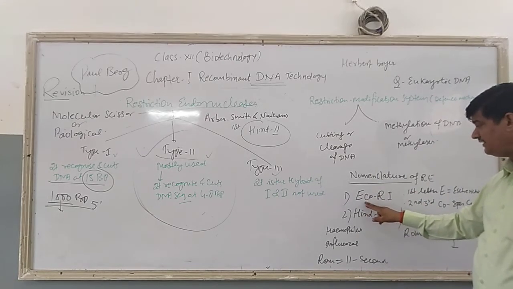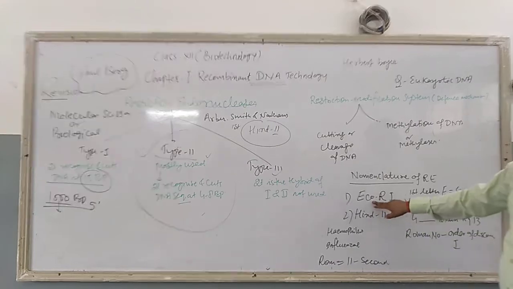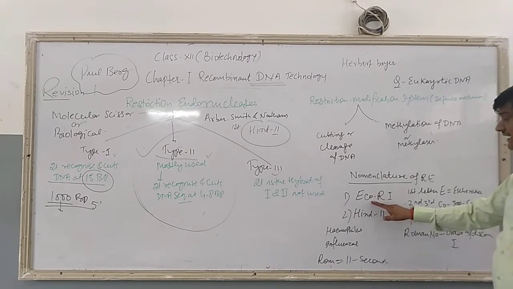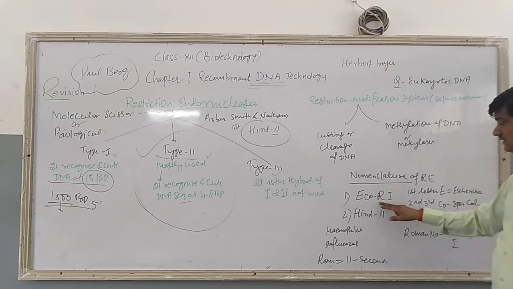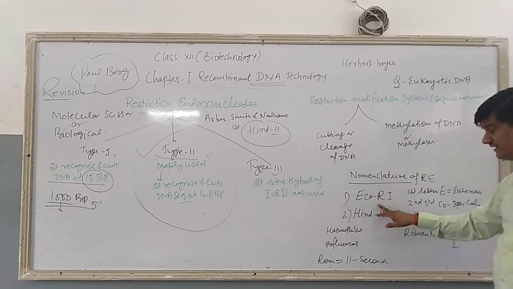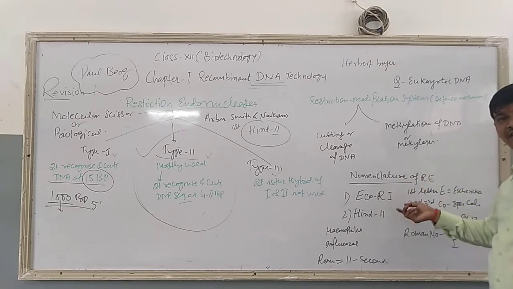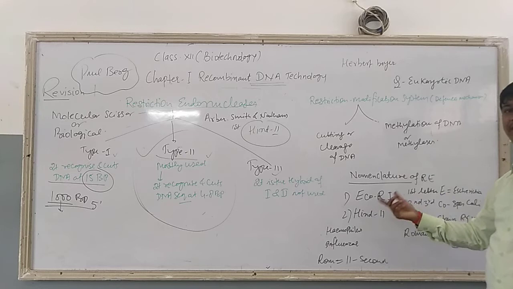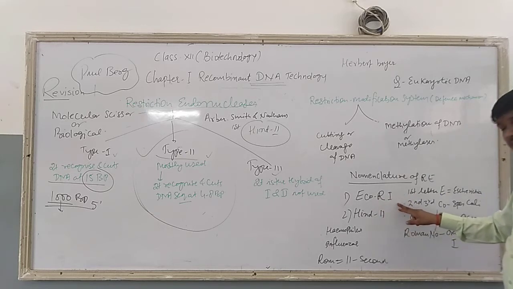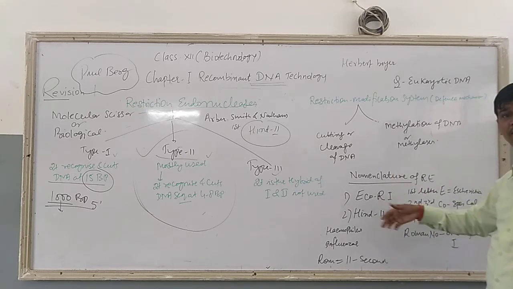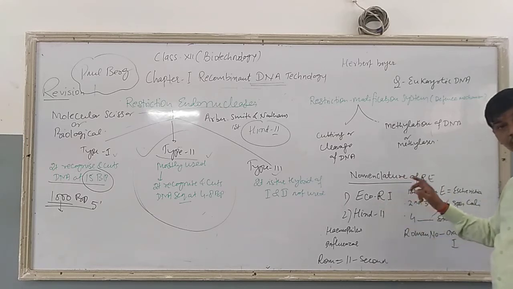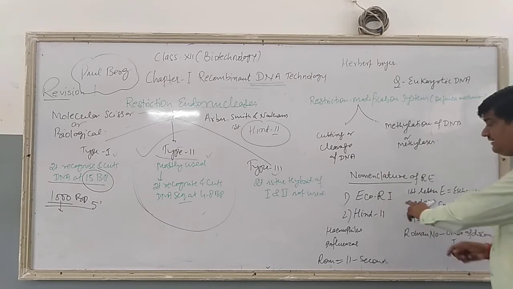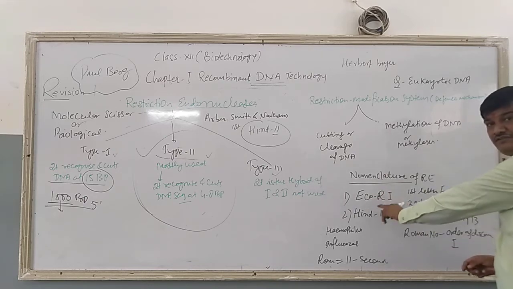Now the second and third letters, co, stand for the species, coli. The next capital letter, R, represents the strain of the species, called the variety, and the Roman numeral represents the order of discovery or isolation of the enzyme. It means first, so it is the first enzyme from this group of bacteria.